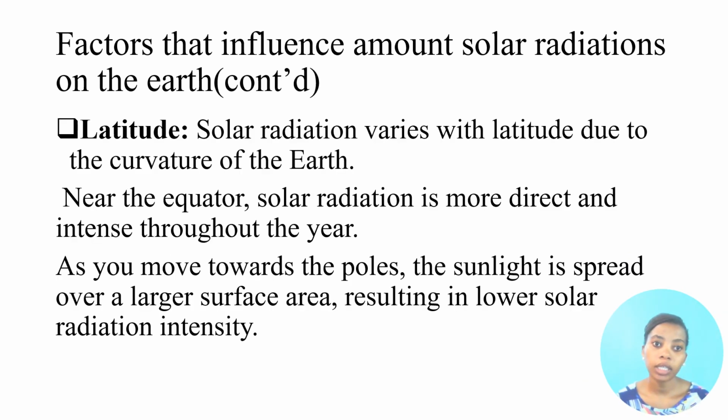The second one is latitude. Solar radiation varies with latitude due to the curvature of the Earth. Near the equator, solar radiation is more direct and intense throughout the year. As you move toward the poles, the sunlight is spread over a larger surface area, resulting in lower solar radiation intensity.